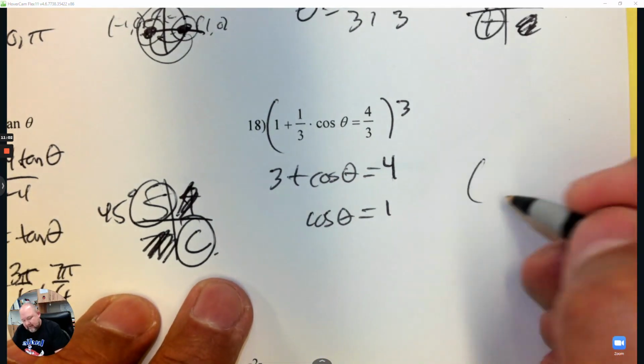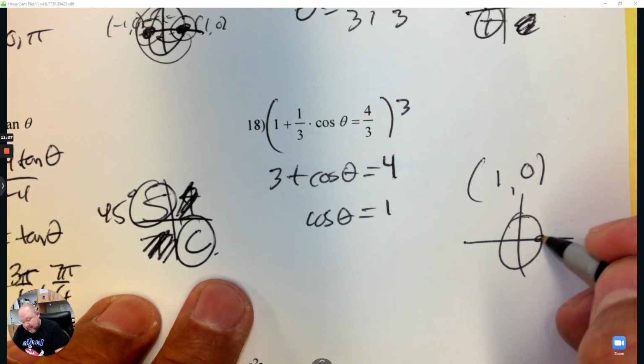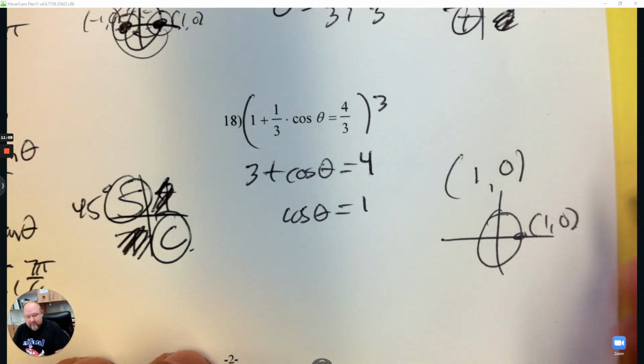Subtract 3, and then where is the x coordinate 1? Well, there's only one location for that, and that's here. This is where the x coordinate is 1, and that angle is 0.